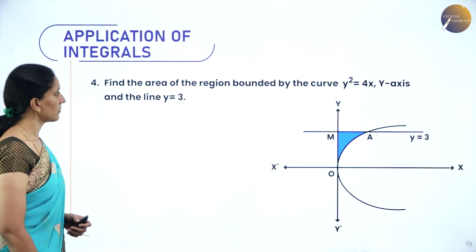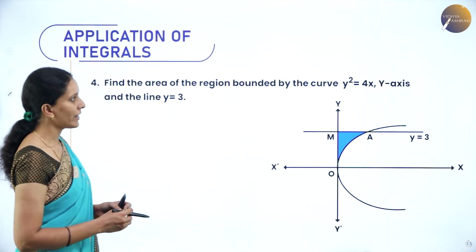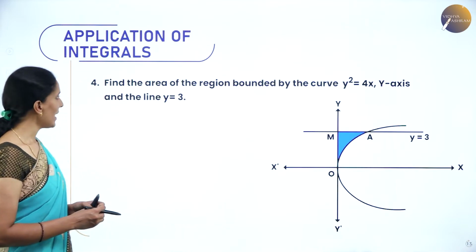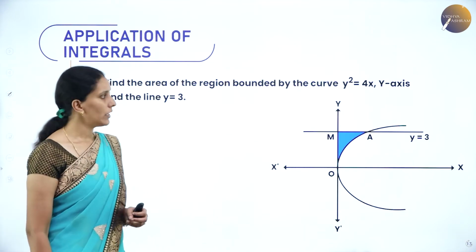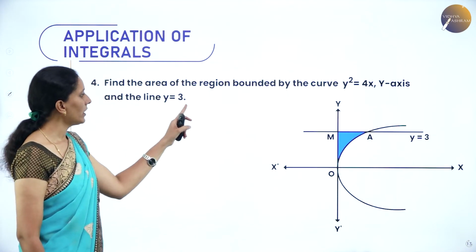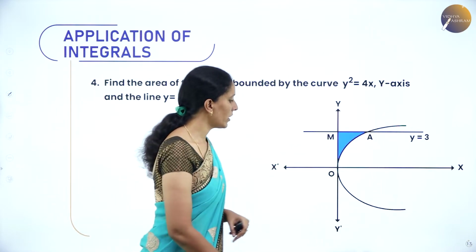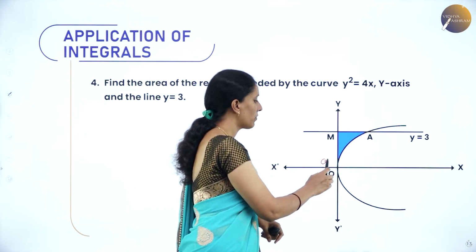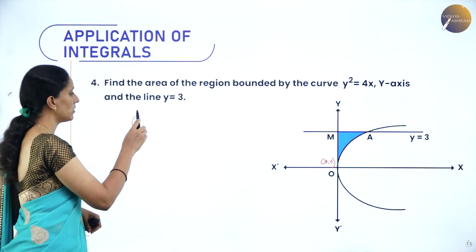Next, find the area of the region bounded by the curve y square is equal to 4x, y-axis and the line y is equal to 3. So now here the limits are given in terms of y. So therefore what is the limit? Y is equal to 3 and it varies from 0 to 3. So therefore the limits are from 0 to 3.